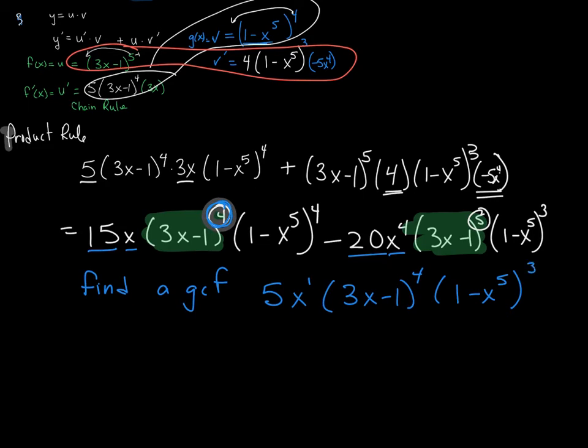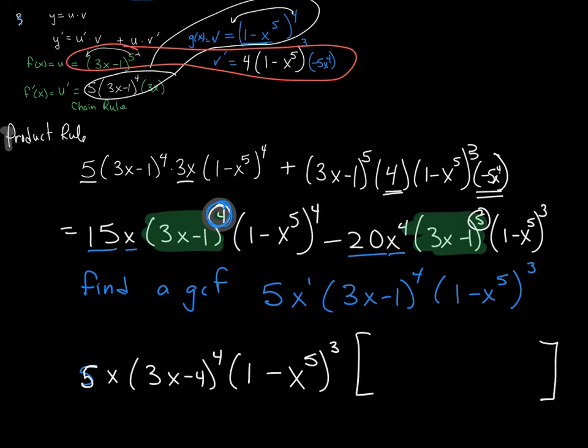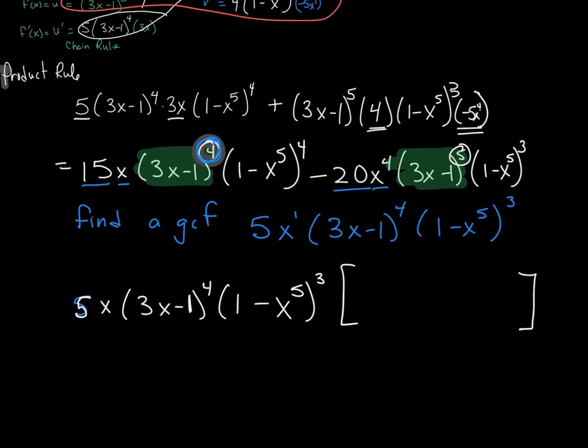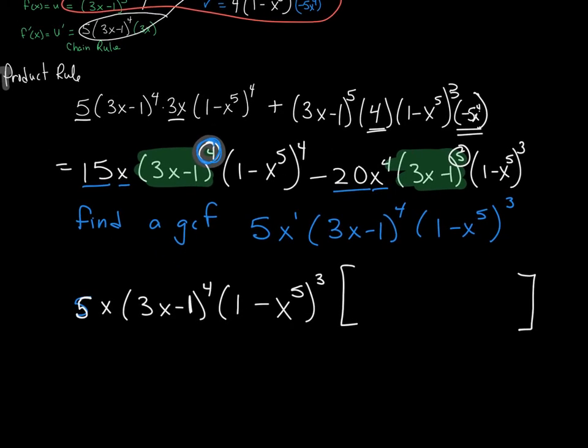Once I pull that GCF out, my GCF is 5x times (3x-4) to the 4th power times (1-x^5)^3. Oh, sorry, excuse me. That should be 3x minus 1. I was just thinking to the 4th power. All right, so now what are you left with?